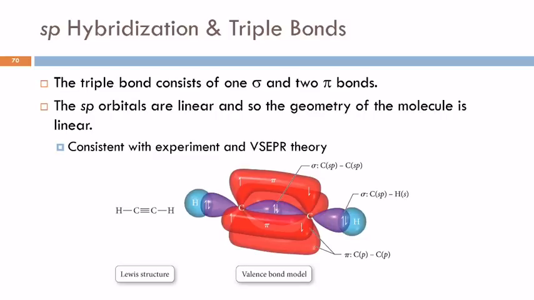Yes? So you said we can't tell the sigma bond between the two carbons just by looking at the Lewis structure? Well, I'm going to show you how to predict the hybridization by looking at the Lewis structure, but we haven't gotten to that quite yet.